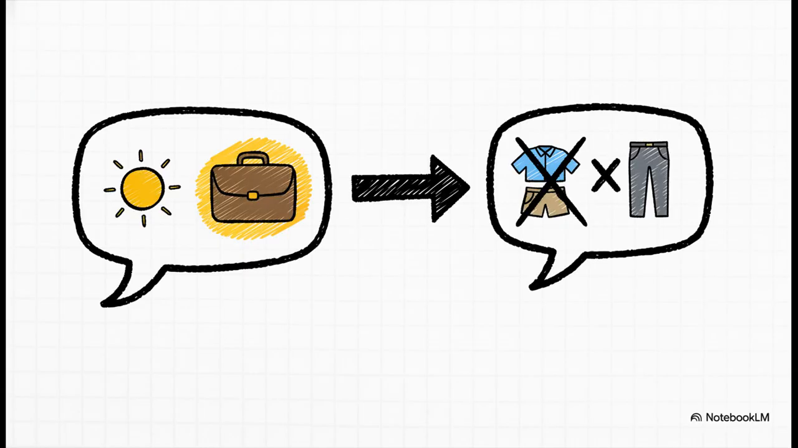And boom, look at that. The recommendations totally change. The AI now suggests business casual clothes. Why? Because the attention mechanism highlighted corporate meeting as the most important phrase. It totally overrode the simple summer context and figured out what you really needed. That's the power of attention.